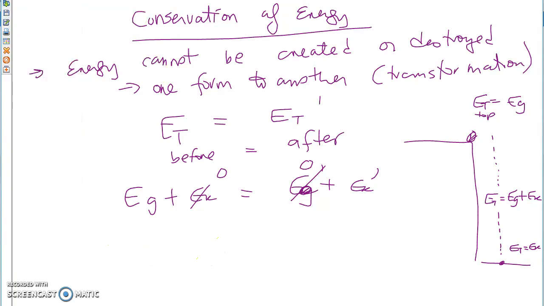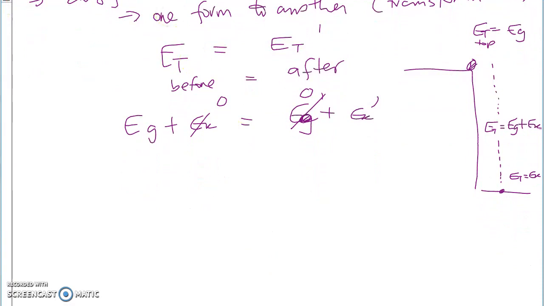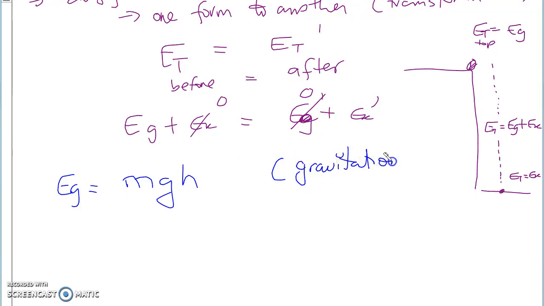Of course, my formula for gravitational potential energy. My formula for Eg equals mgh. So gravitational potential energy.